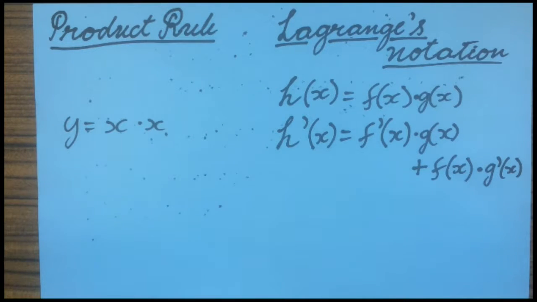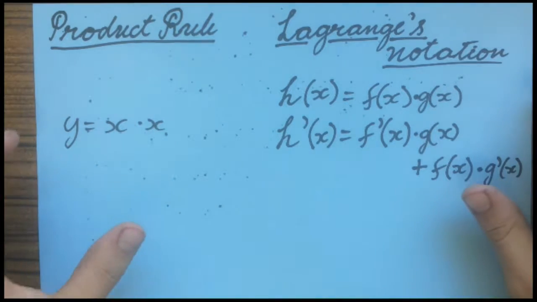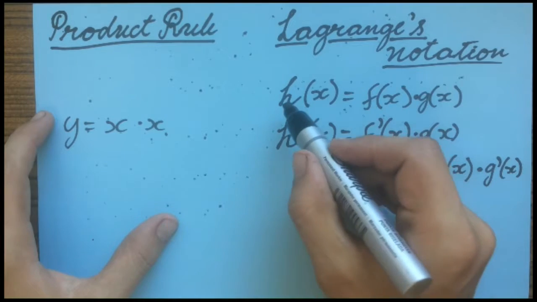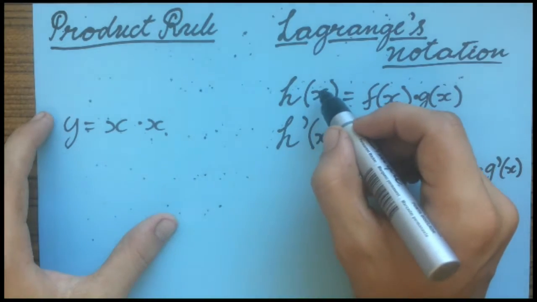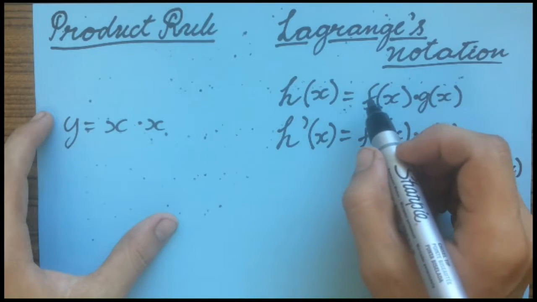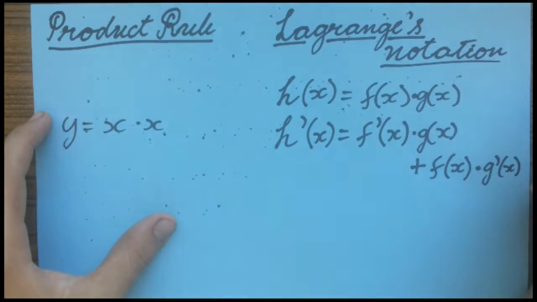Basic derivatives, product rule, Lagrange's notation. So the way he does it is you have a function, in this case it's h, and the variable is x, and it equals two functions multiplied together.